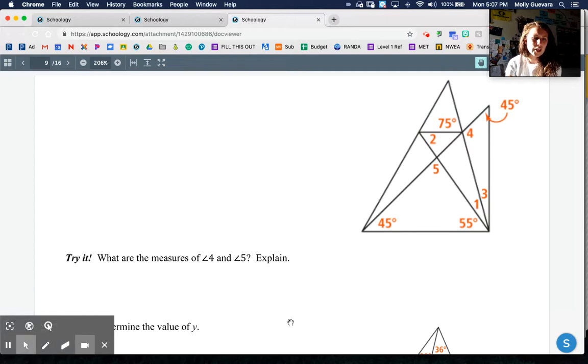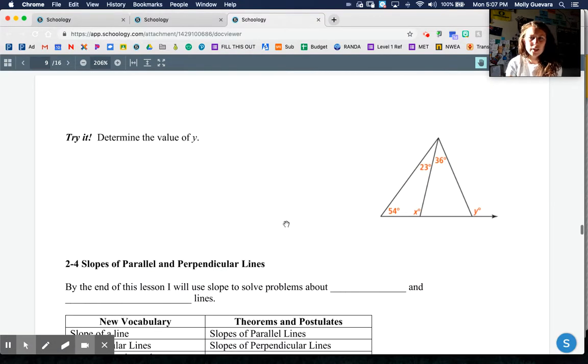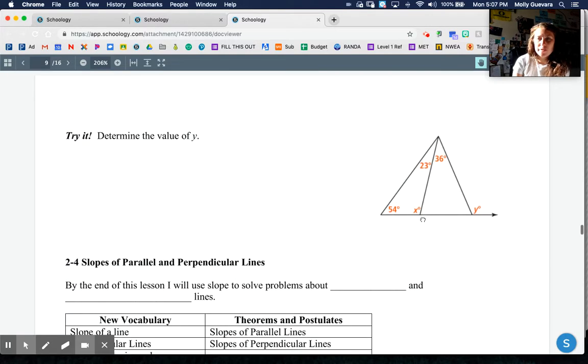One last try it is right here. Just determine the value of y. Note that there is an x. You might have to find the value of x in order to find the value of y. So just keep that in mind. Go ahead and hit pause. Start filling in any angles that you can find and see if you can find the value of y.